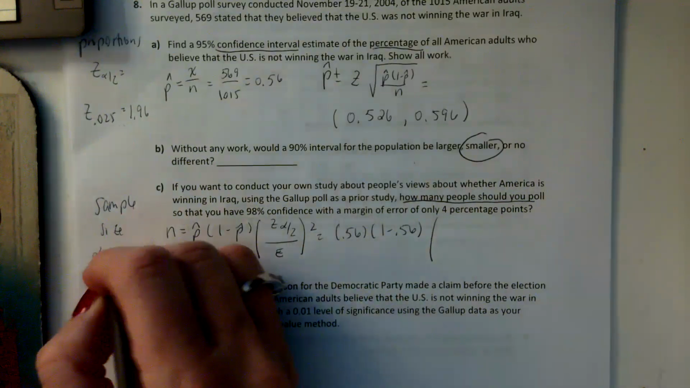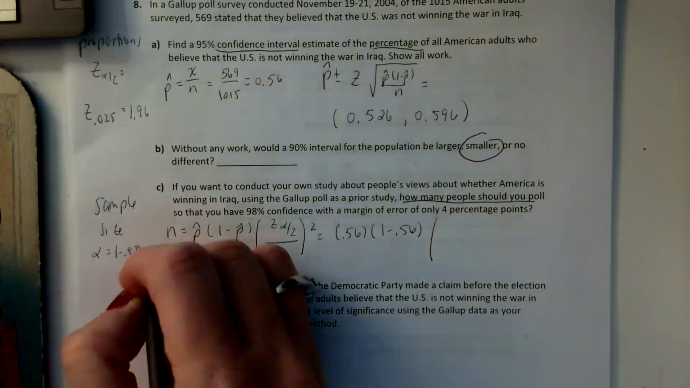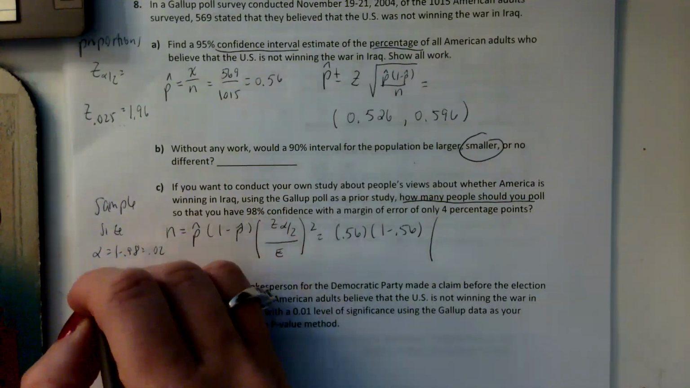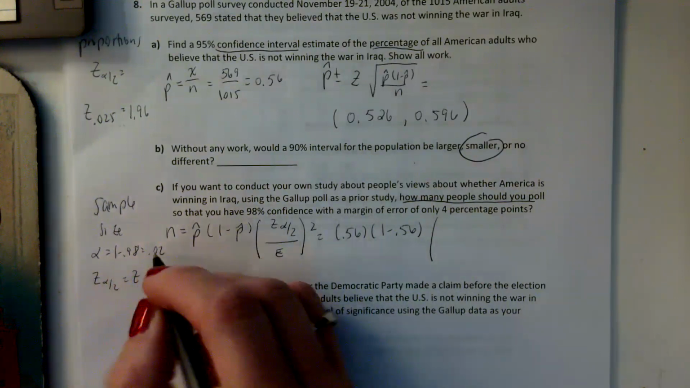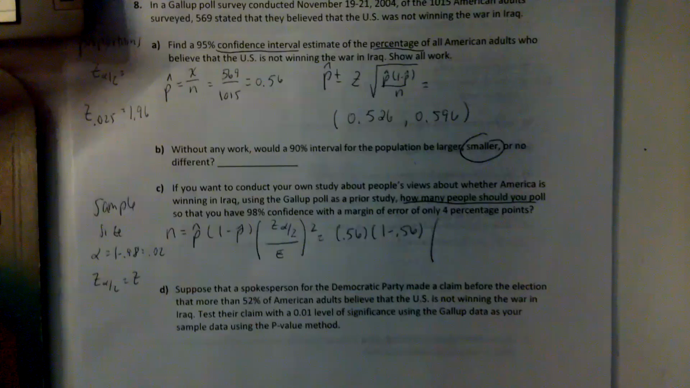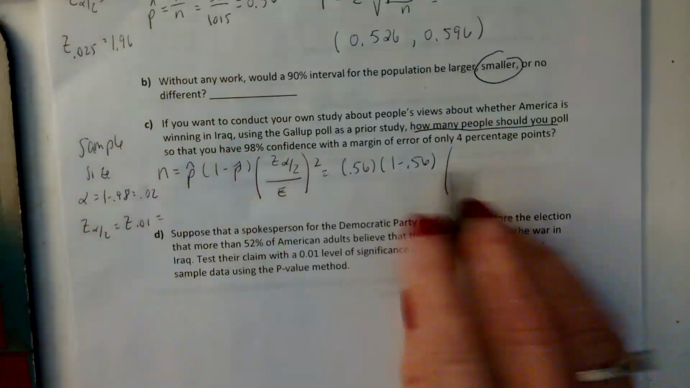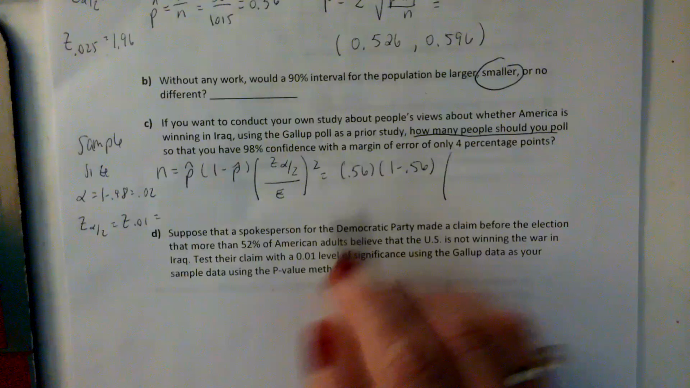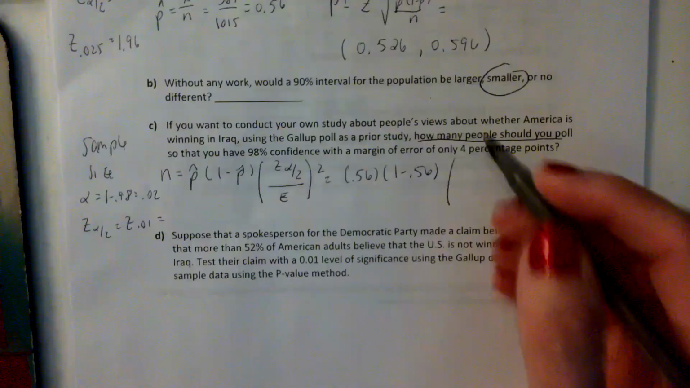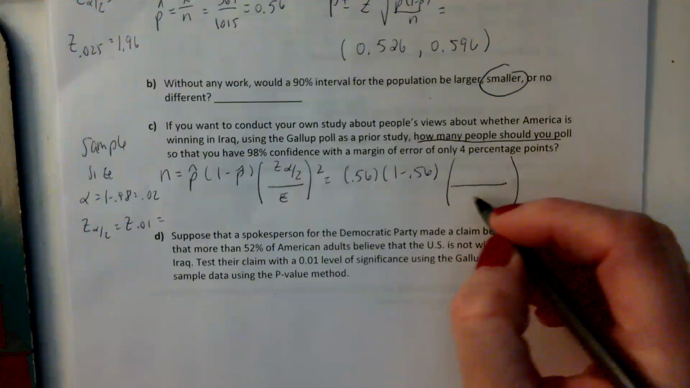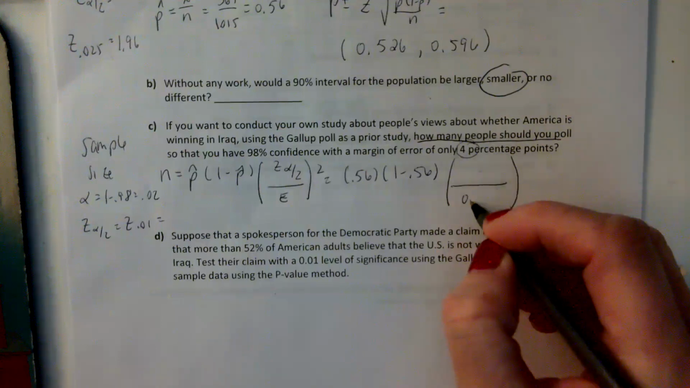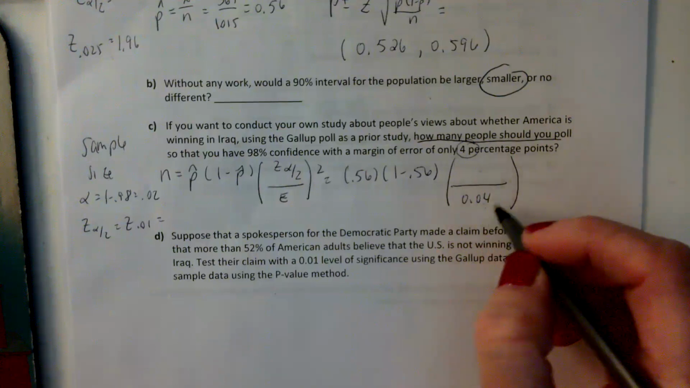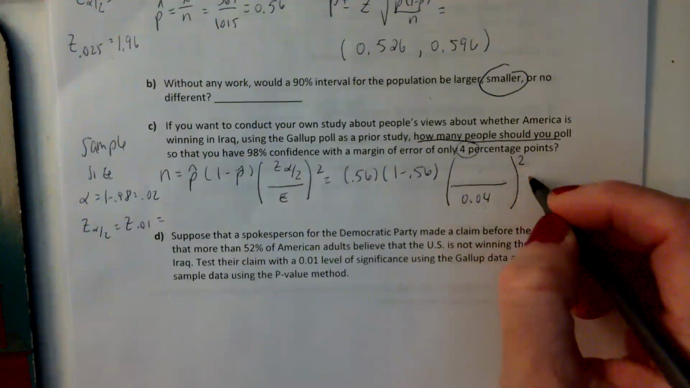So alpha is 1 minus 0.98 or 0.02. So my z of alpha divided by 2 is z of 0.02 divided by 2, which is 0.01. So I need to find that z in my formula packet. And then I'm going to put that up on top. And I'm going to divide by error, and they wanted us to keep it at 4 percentage points. So that's 0.04, because I have to turn that into a decimal, and it's going to get squared.